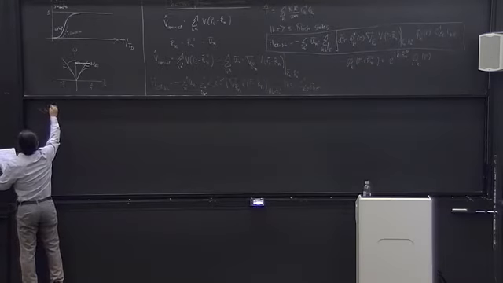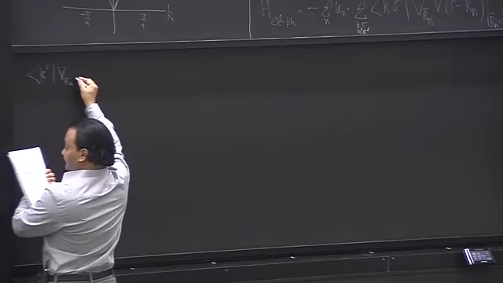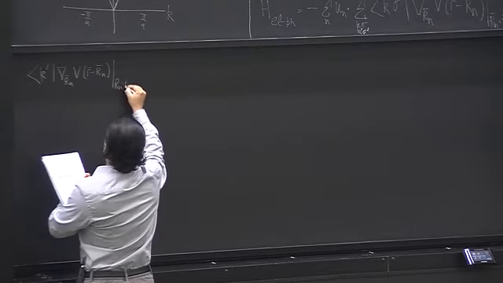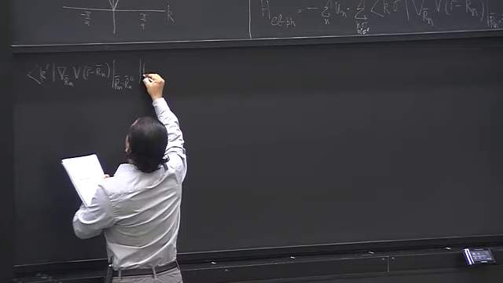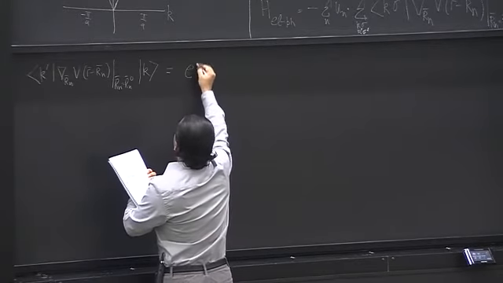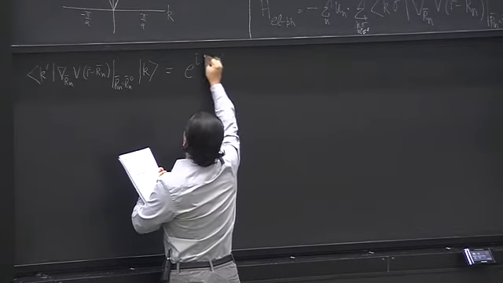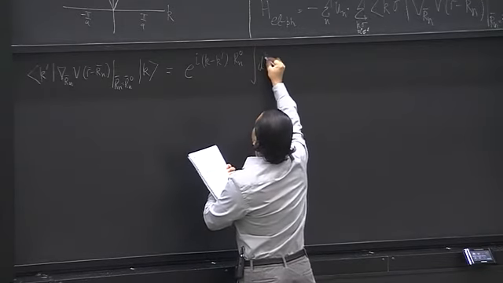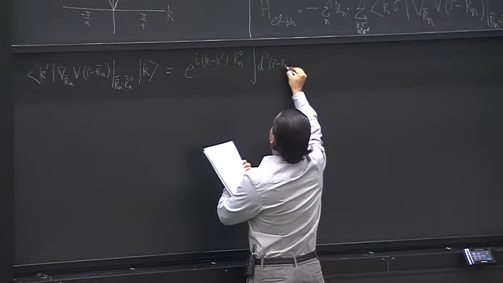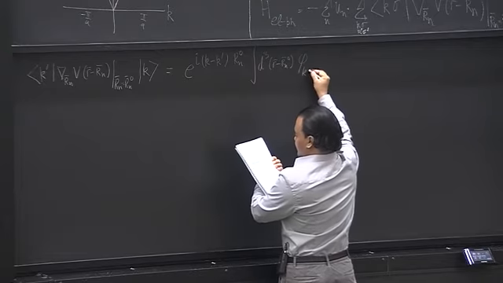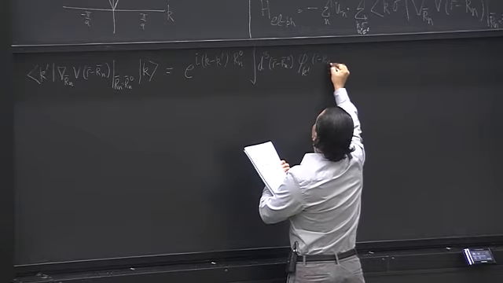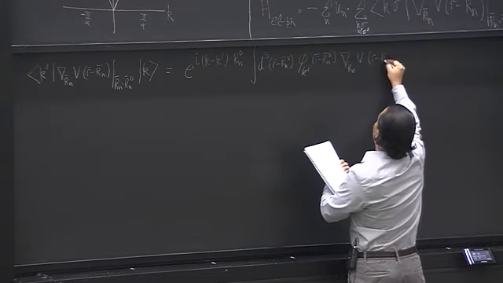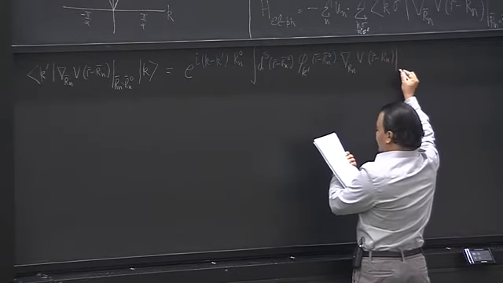So using this, I can show that the matrix element k prime, gradient R n, V of r minus R n, can be written as e to the power i k minus k prime dot R n naught, integral d cube r, phi k prime star of r minus R n naught, gradient R n V of r minus R n naught, evaluated at the equilibrium position, phi k of r minus R n naught.